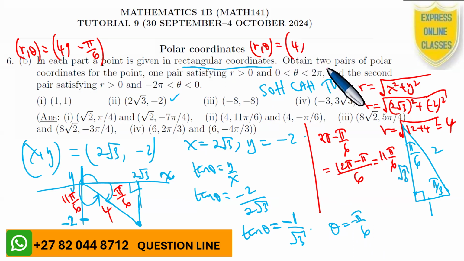The r becomes 4. R is 4, but there is another angle that is negative, which is minus pi out of 6. But now there's a positive angle, which is 11 pi out of 6. So those are the two angles. So you have the 4, 11 pi out of 6, and also the 4 and minus pi out of 6 as well. Okay. So now we've solved the other one on the polar coordinates.